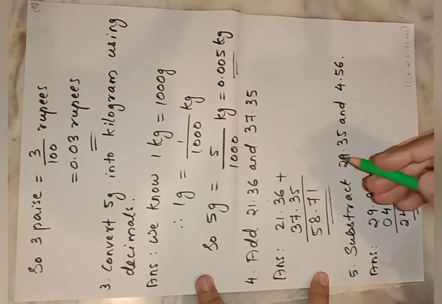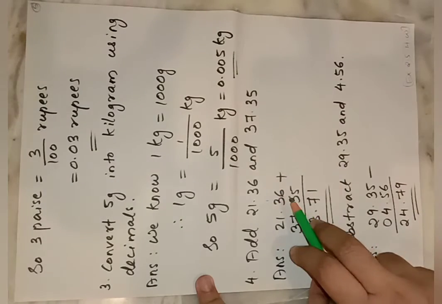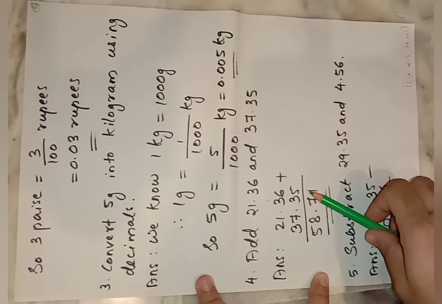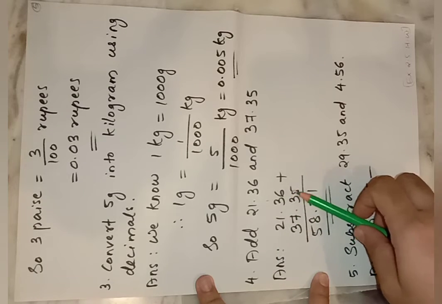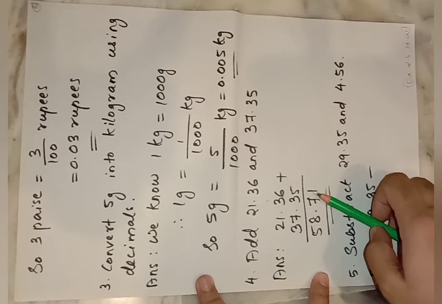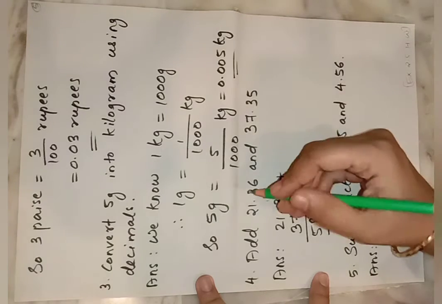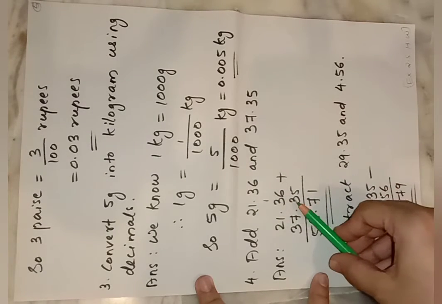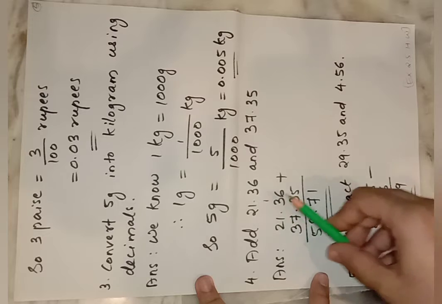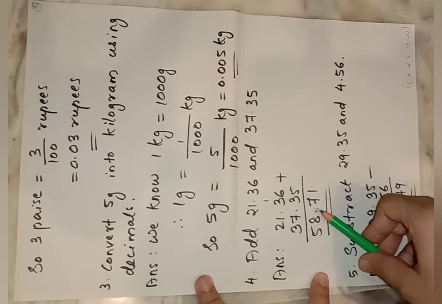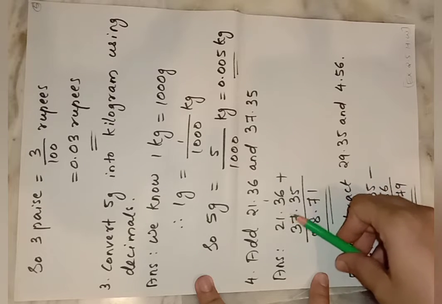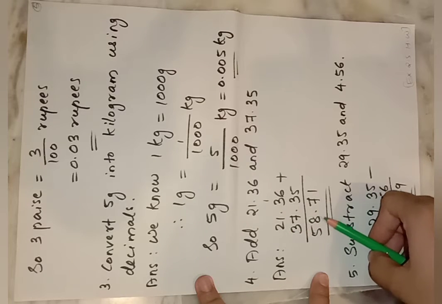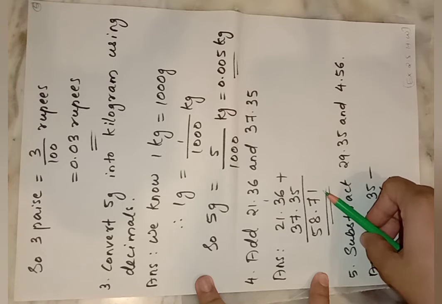Let me explain it once more. 21.36 plus 37.35. First you will add 6 and 5. 6 plus 5 is 11. In 11 you write 1 here and 1 is balance. 3 plus 3 is 6, plus this balance 1 is 7. Now put the decimal point. Now 7 plus 1 is 8 and 3 plus 2 is 5. So the answer is 58.71.